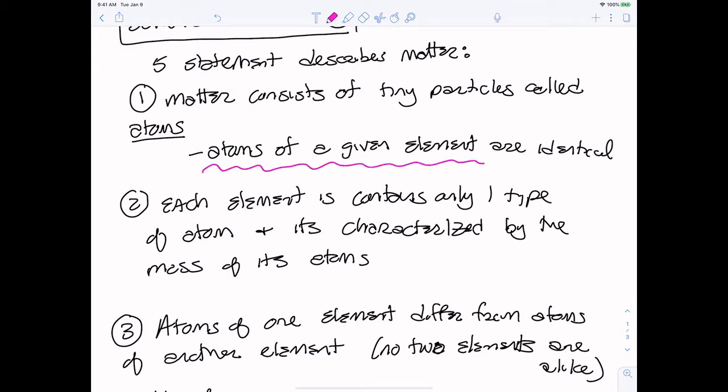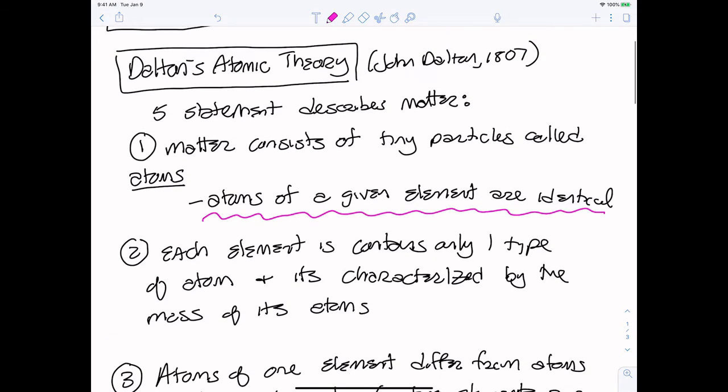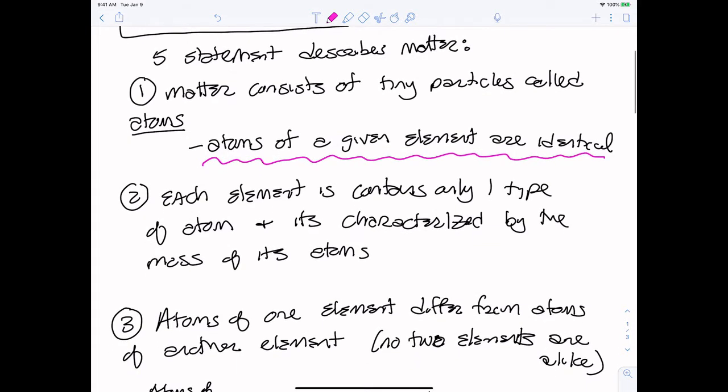Atoms of a given element are identical. That's not true. We know about isotopes now. We didn't know about isotopes in 1807. And if you don't remember what an isotope is, we will define that in this chapter. But isotopes are atoms of the same element that actually have different mass numbers. They actually have different masses. And we could go down here and say characterized by the mass of its atoms. Not all atoms of a given element have the same mass. We're actually going to characterize it by the number of protons in the nucleus.